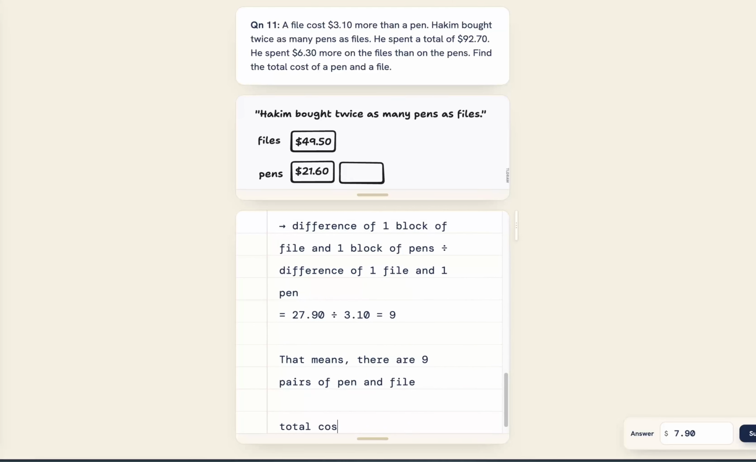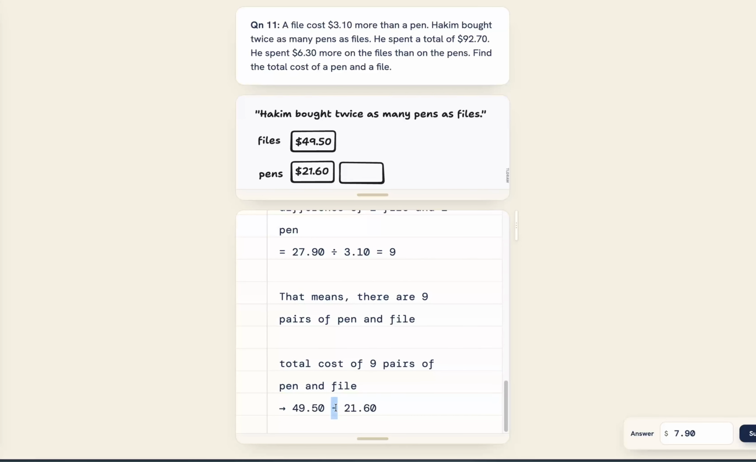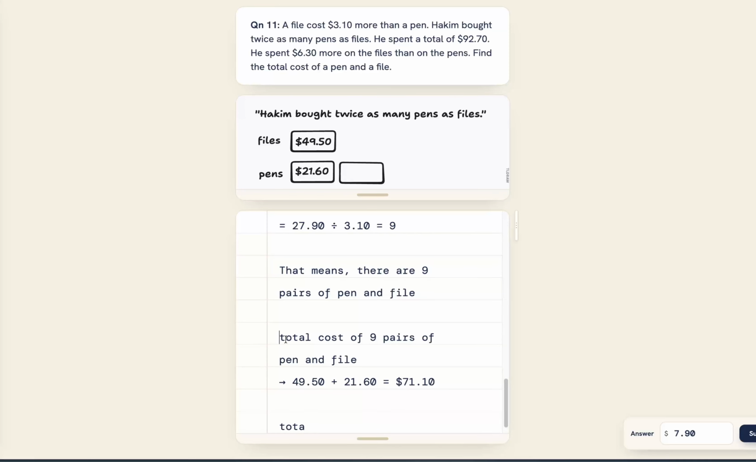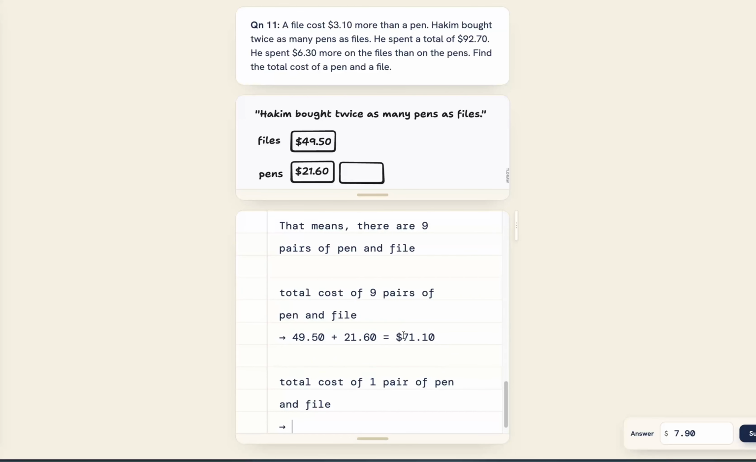So the total cost of 9 pairs of pen and file is equal to 49.50 plus 21.60, and this will give us $71.10. So the total cost of one pair of pen and file will then be equal to 71.10 divided by 9, and this will give us $7.90. So that's the answer for question 11.